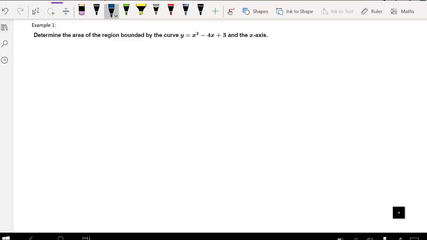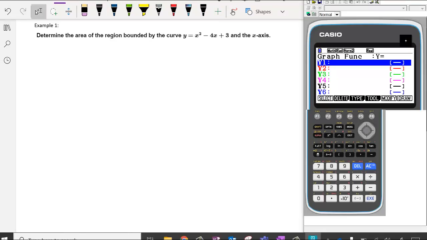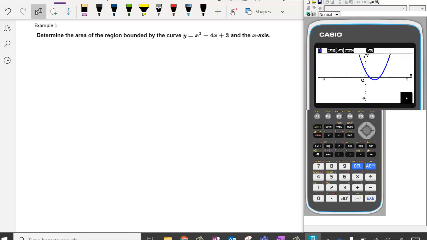So the first thing we need to be able to do is draw a relative sketch of this function. So I will pull up my graphics calculator so we can do that. We can either do this by hand or using our graphics calculator depending on the scenario. I'm going to put this into my graphics calculator: x squared, take 4x plus 3. We draw this and we've got a good indication of what we're looking at. It says determine the area of the region bounded by the curve and the x-axis. So we're looking at this area between the x-axis and the curve.